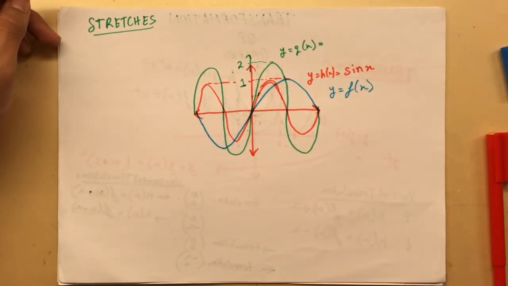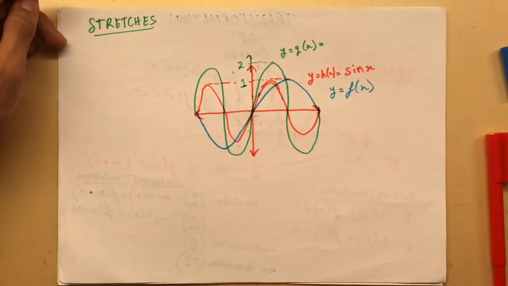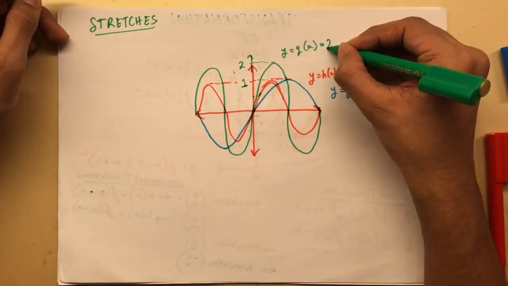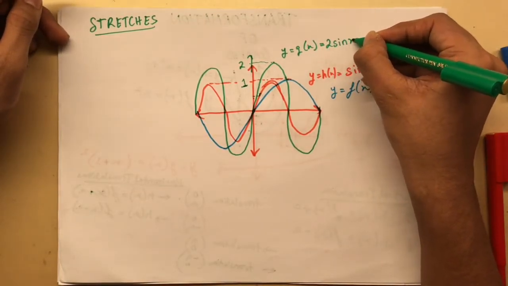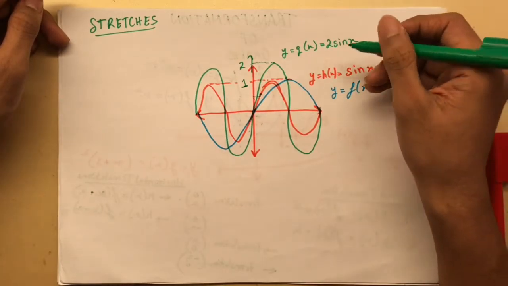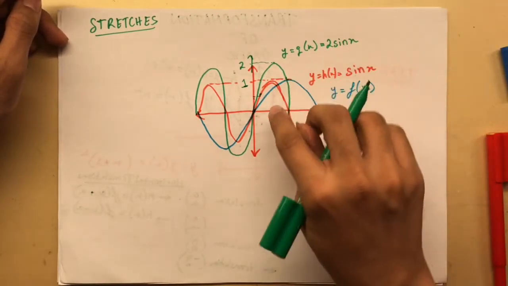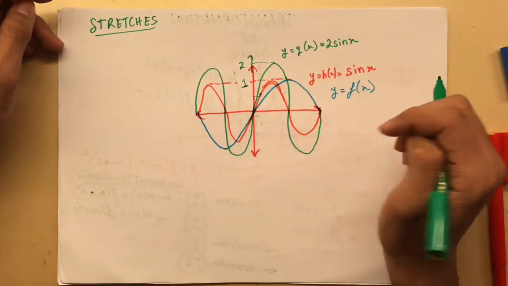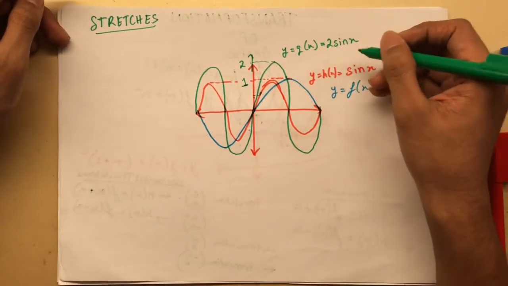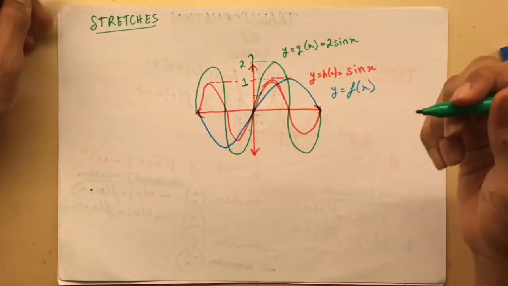Okay? And like I just said, every output value would get multiplied by 2. And hence, we would make this 2 sine x. And if I had to halve every output value, then it would come down because every output value would become lesser than what it is. And so it would be something like sine x upon 2.